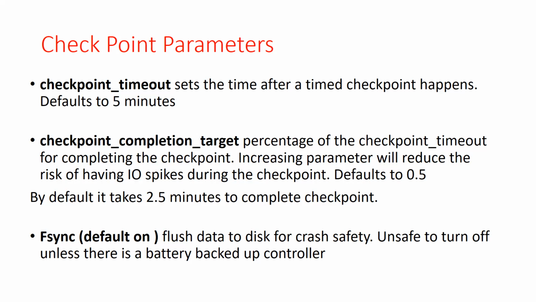There is one more parameter known as checkpoint completion target. It looks at how much time it will take to write to the disk. The default is 0.5, that is 50% of the checkpoint timeout. So if the checkpoint timeout is 5 minutes, it will take 2.5 minutes to write the data to the disk, so that it does not push the data immediately and create a burden of IO.